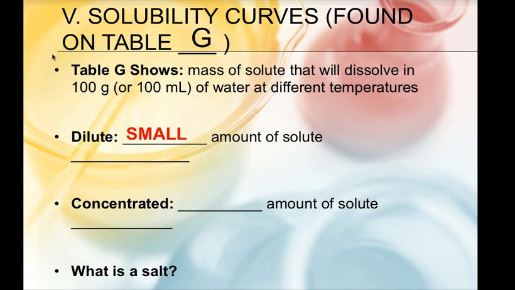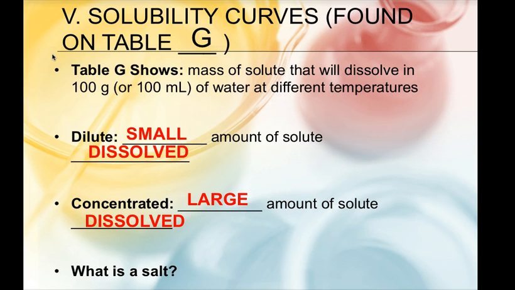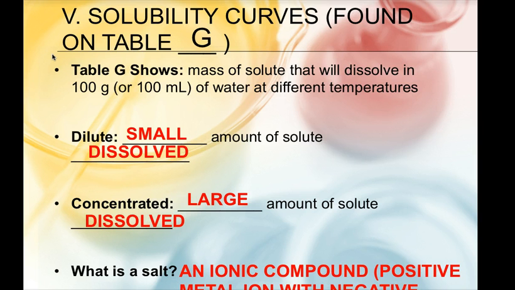And again, we talked about this before. These are more qualitative measurements of solubility, meaning you don't get a number, it's just describing it. Dilute means you have a small amount of solute, concentrated means you have a large amount of solute. We already know what a salt is. It's an ionic compound, and ionic compounds are composed of a positive metal ion with a negative nonmetal ion. So this is nothing new here.